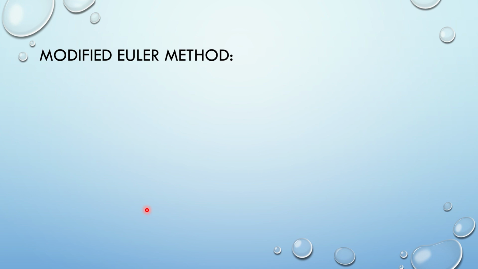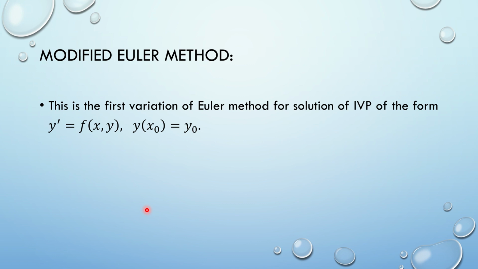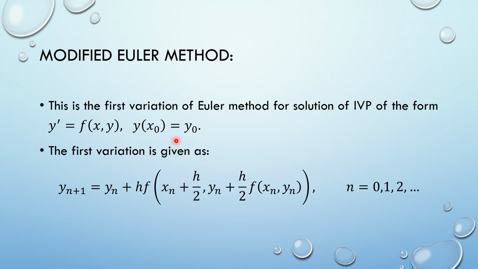The first variation of the Euler method is usually known as the modified Euler method, which is used for the solution of the same type of differential equation, that is an IVP. We will be given the initial condition as well. So we have y' = f(x, y), with y(x0) = y0 as the initial condition. This variation is given by, instead of y(n+1) = yn + h f(xn, yn), the following replacement.